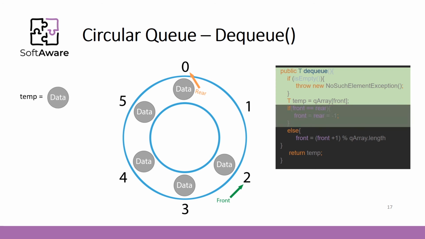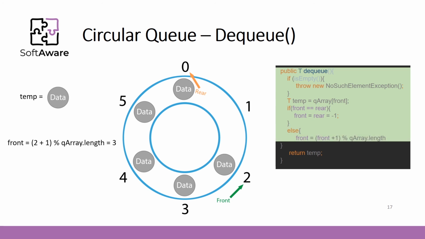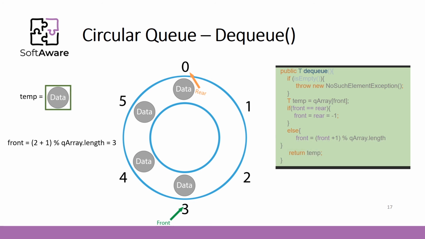At the second if statement, we check if both front and rear are pointing to the same index of QArray. In our case, they don't, so we skip the if statement and increase the front with the defined formula. At the end, we return the temp variable, which will be the dequeued data element.